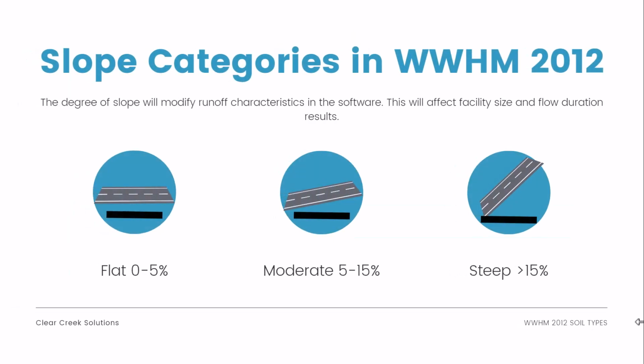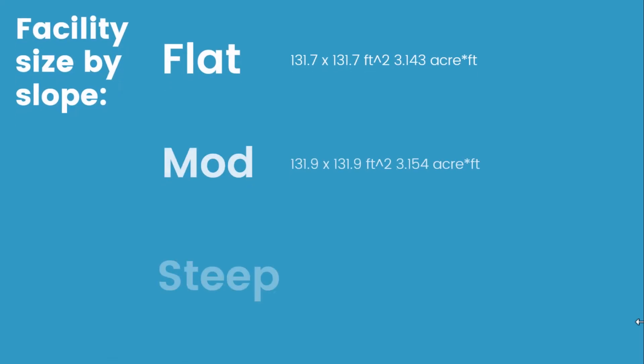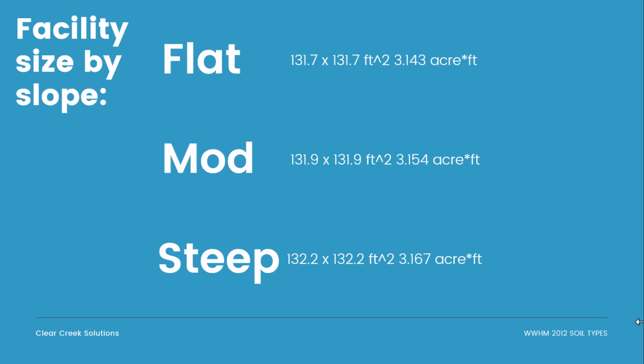What are the slope categories in WWHM 2012? The degree of slope will modify runoff characteristics in the software. This will affect facility size and flow duration results. So flat is 0 to 5% for the area, moderate is 5 to 15% slope, and steep would be anything greater than 15% slope for any land use area that you're entering into WWHM 2012.